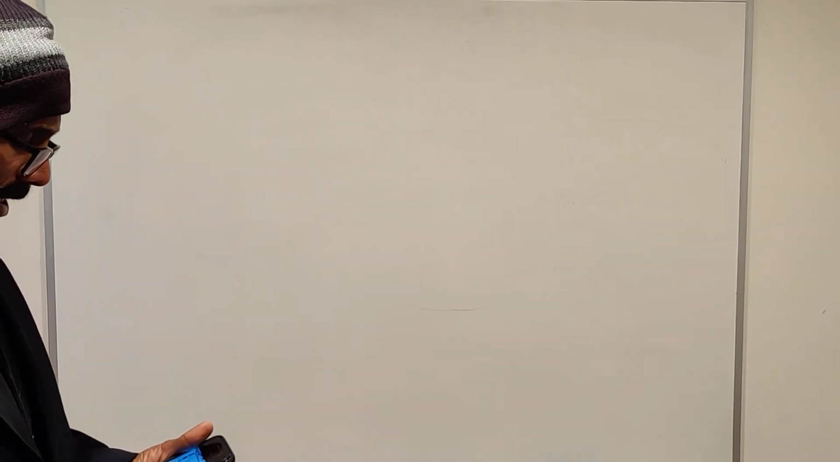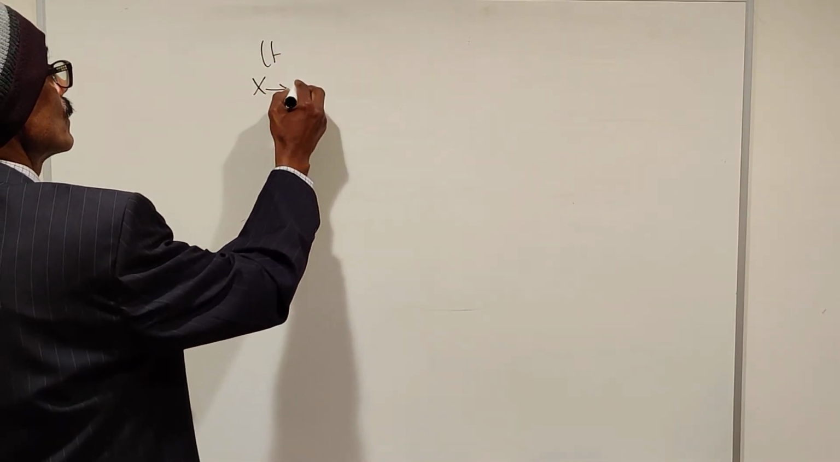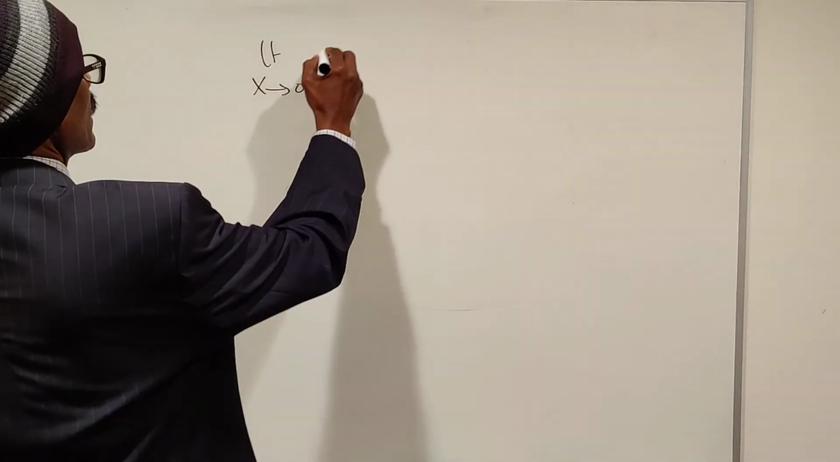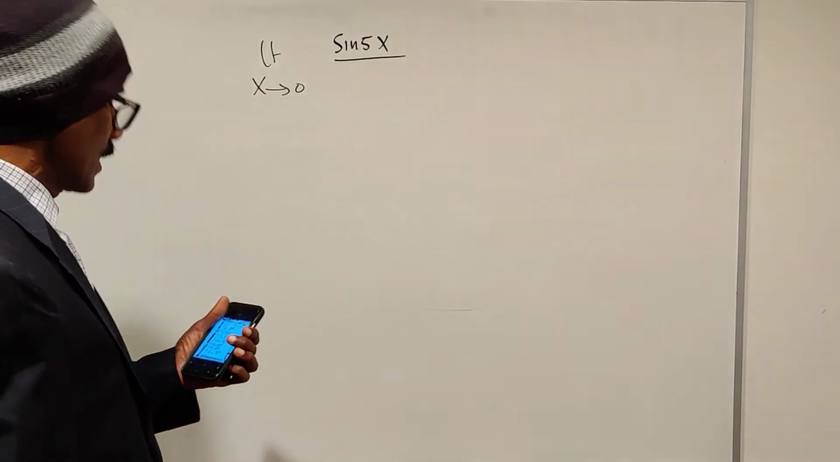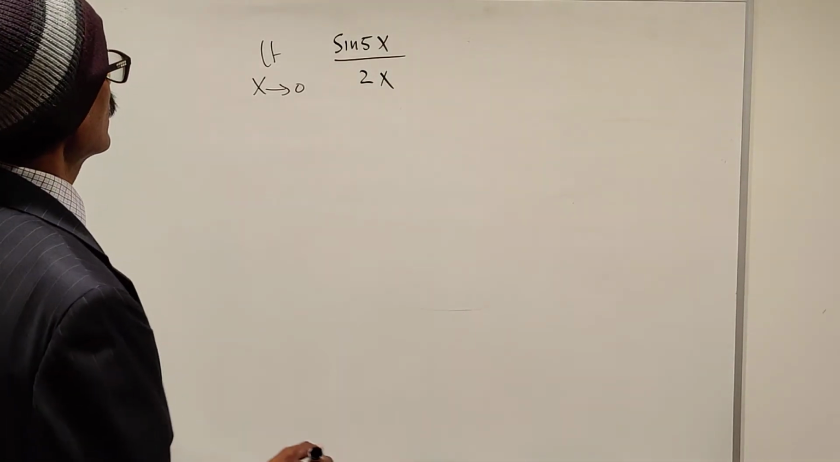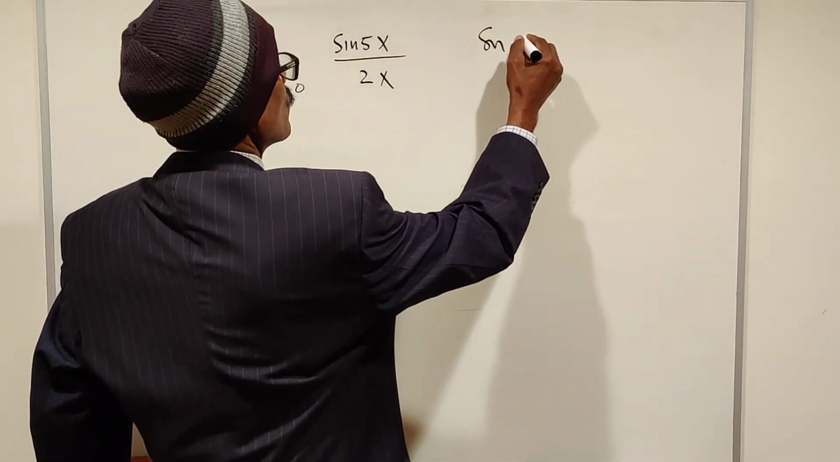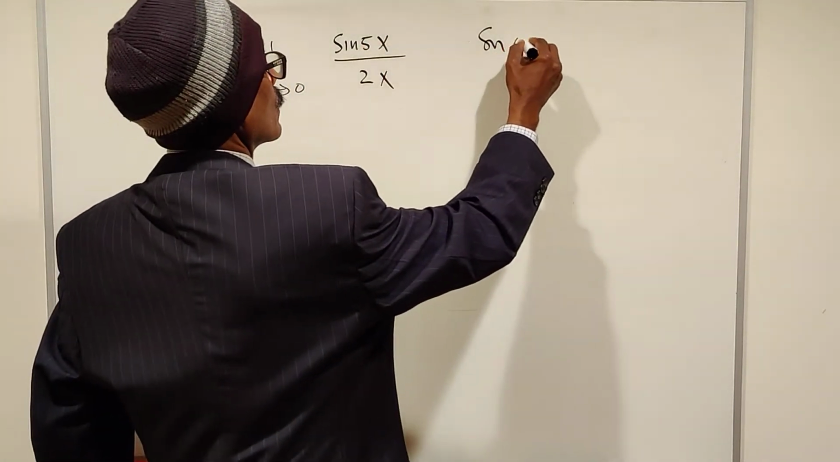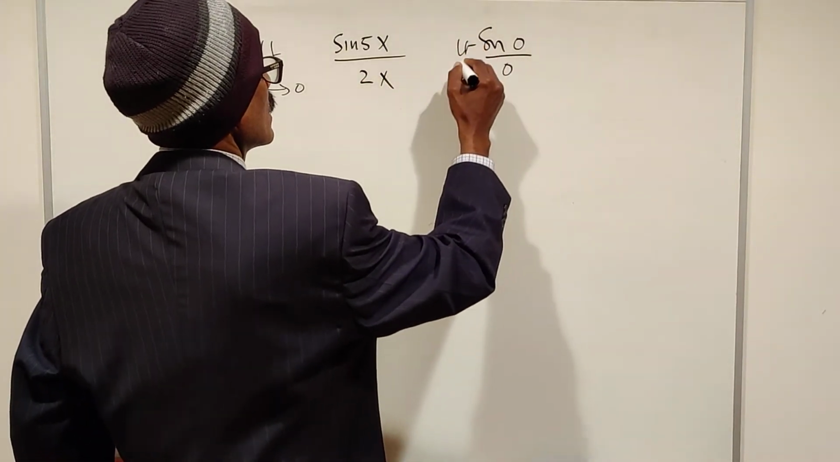The next one. Limit x tends to 0, sine 5x divided by 2x. This is the question. So here x is equal to 0: sine 5 times 0, which is 0, divided by 2 times 0, which is 0.